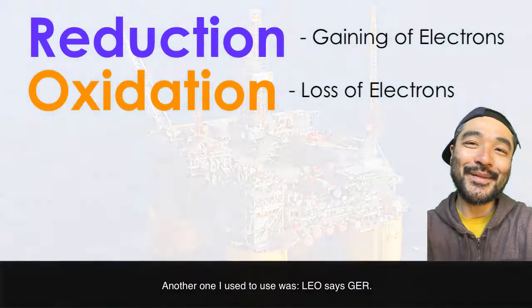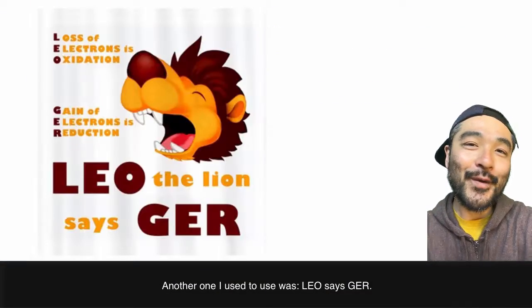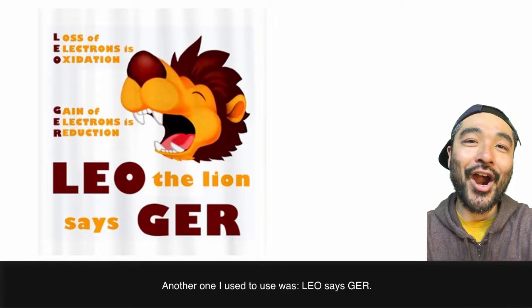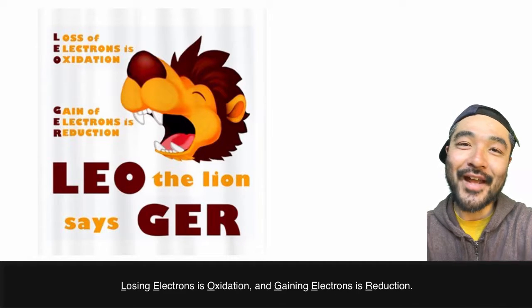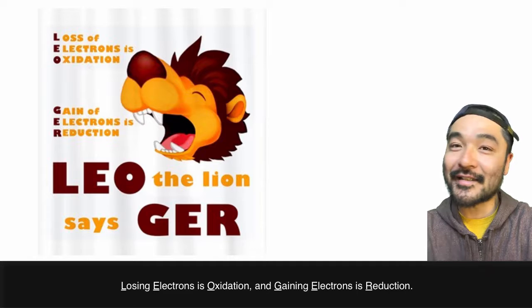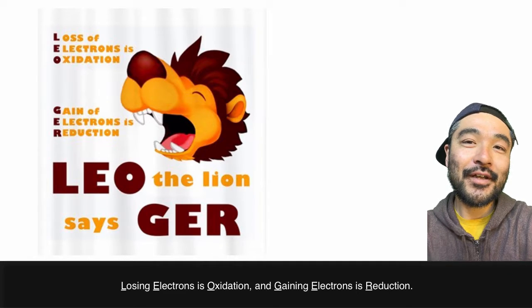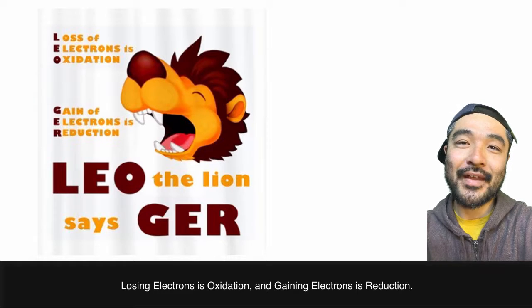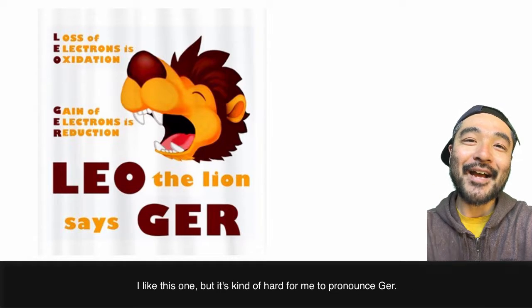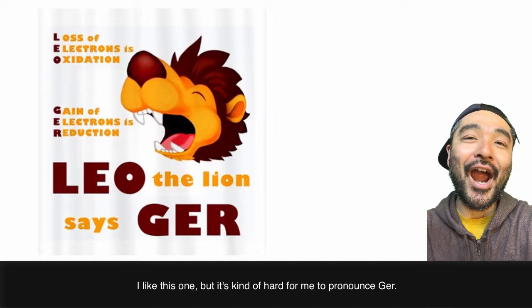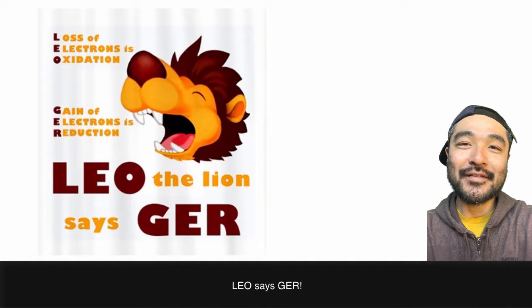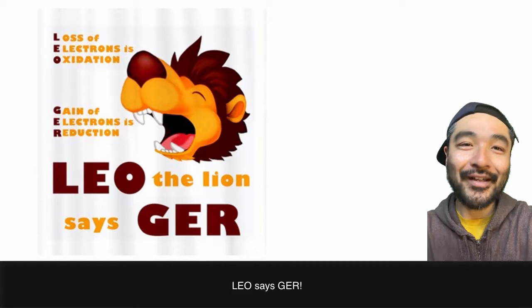Another one I used to use was Leo says grrr. Losing electron is oxidation and gaining electrons is reduction. I like this one, but it's kind of hard for me to pronounce grrr. Leo says grrr.